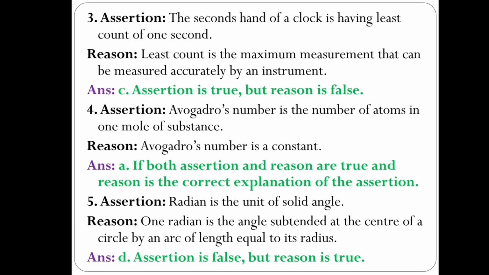Fourth one, Avogadro's number is the number of atoms in 1 mole of a substance. Reason, Avogadro number is a constant.